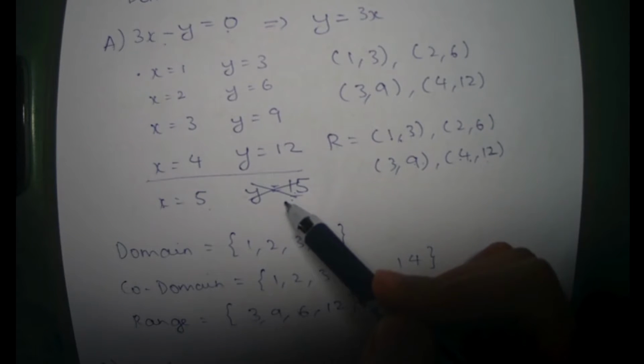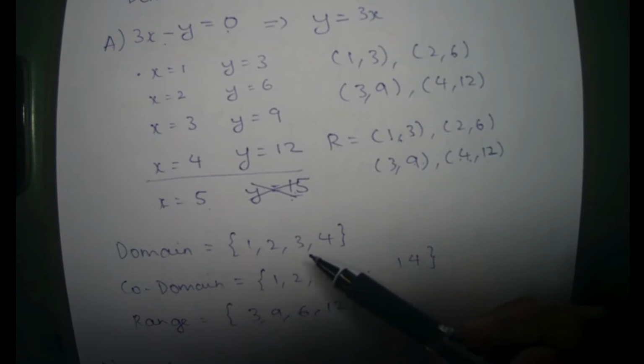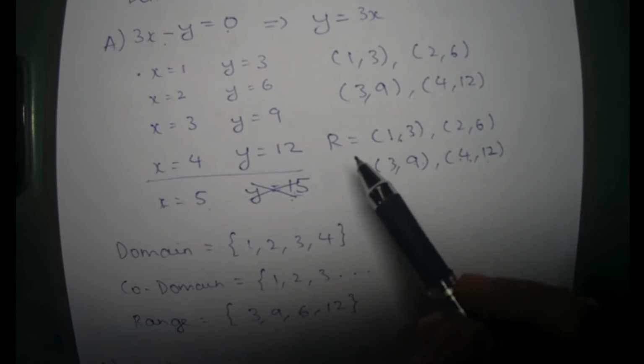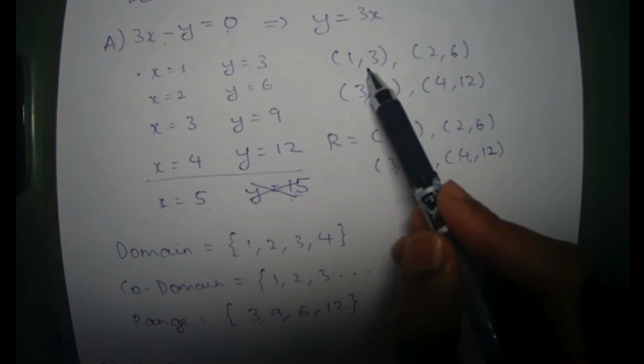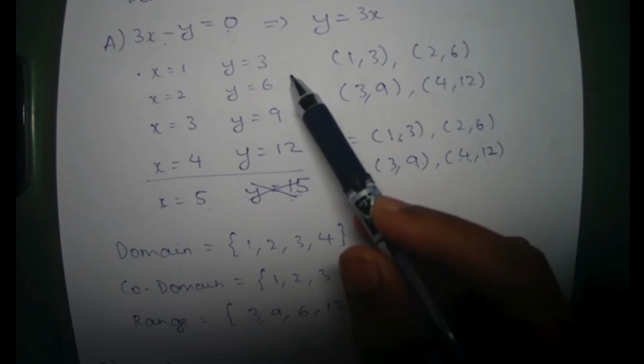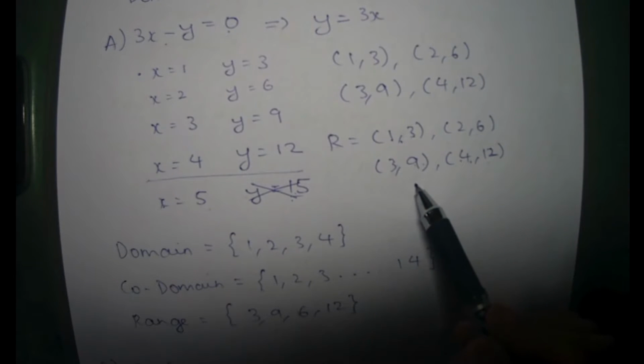So now we see that we get y as 15, but the last term in the given set is 14. So we cannot have y = 15 because it is not a part of set A. So from this we get that the ordered pairs are (1, 3), (2, 6), (3, 9) and (4, 12), which we got from these four equations. So the relation is as shown here.